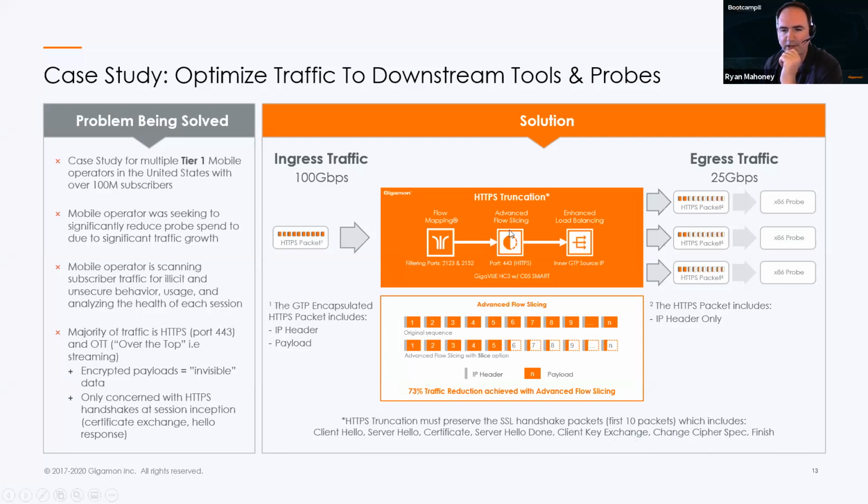But this customer used a combination of advanced flow slicing with another technology we have called enhanced load balancing. It's just a way to load balance traffic based on the inner source IP of the GTP tunnel. So the load balancing by itself, of course, is not performing the reduction. The flow slicing is performing the reduction, and then the load balancing is directing it to the tools that they have, which are based on an x86 platform probe.